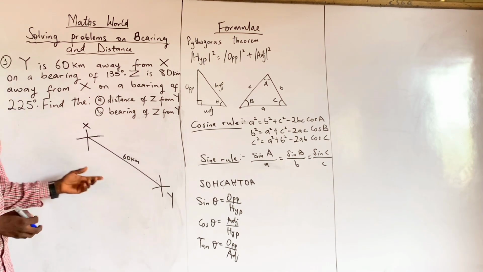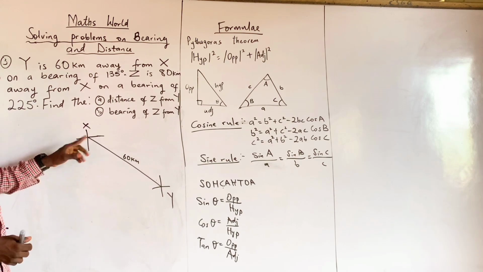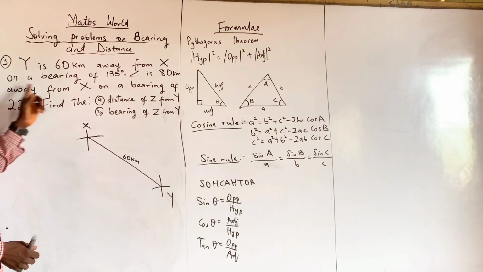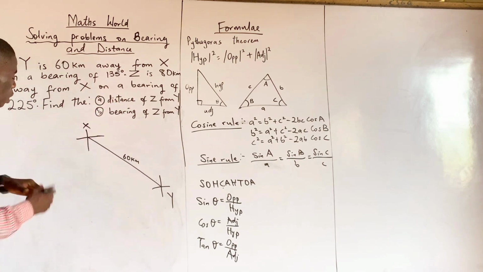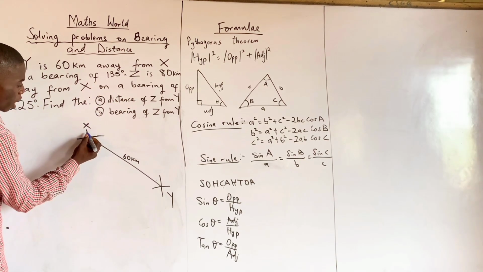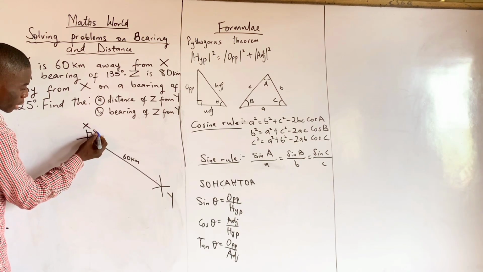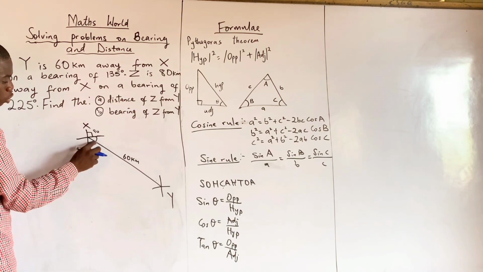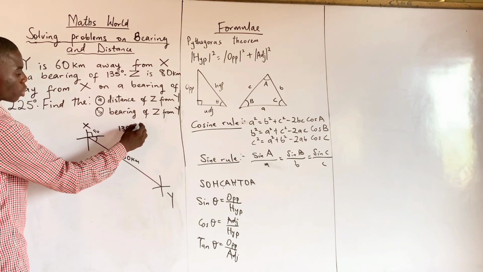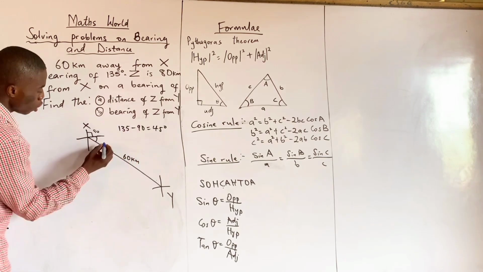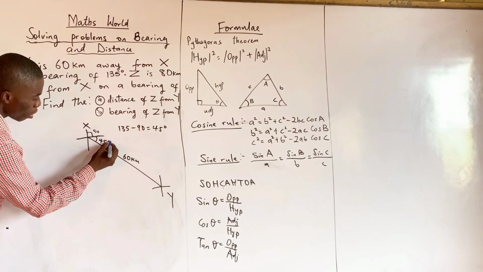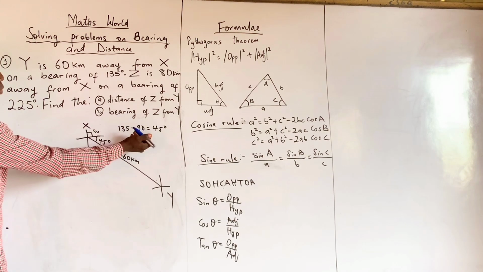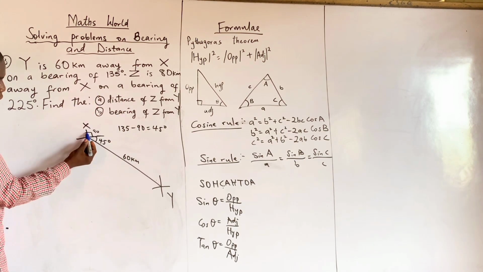Okay, you can see now, I want to redraw them. I've redrawn only x. Now they said y is 60 kilometers away from x on a bearing of 135. You can see from here to this place is 135. If from here to here is 90, what will be here? Remember they said it is 135, so we do 135 minus 90, which will give us 45 degrees. So this place is 45 degrees. Can you see now? 90 plus 45 is 135, which is what they say here.